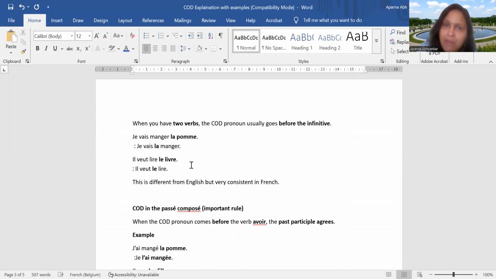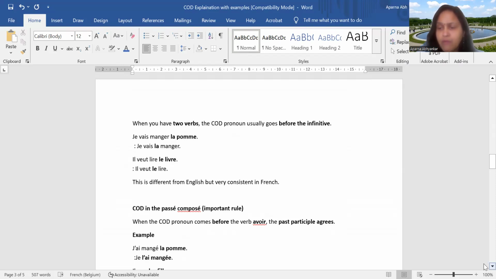La pomme will be replaced by la, but here there are two verbs. So here the placement will be before the infinitive form of the verb, before the second verb. So, je vais la manger. It will not be before vais, it will be before the second verb.